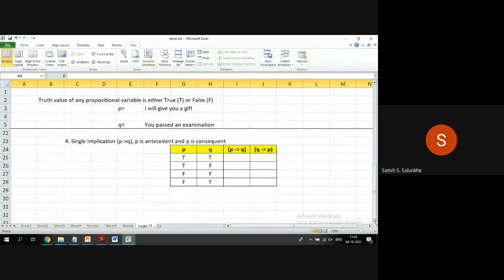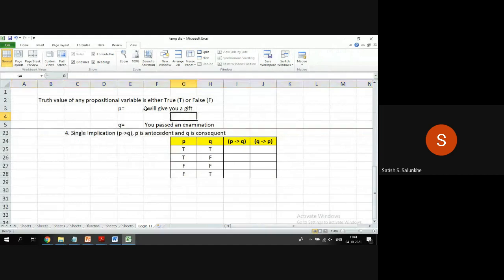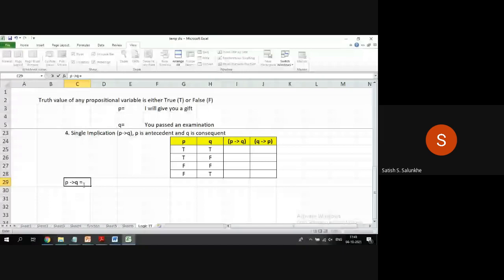So we already noted what is P. I will give you a gift. And what is Q? You passed an examination. So what is the transformation of this compound proposition? P implies Q. P implies Q means what? What is P implies Q? That I will give you a gift if you passed an examination.